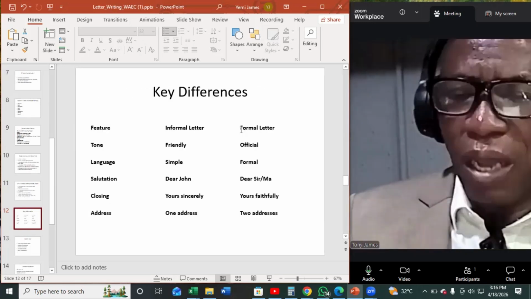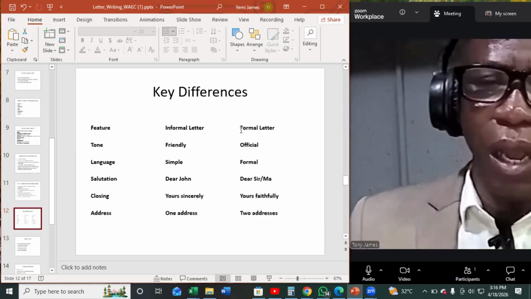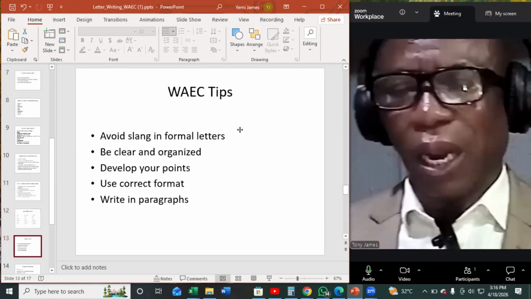Graphing all differences in formal letter and informal letter.